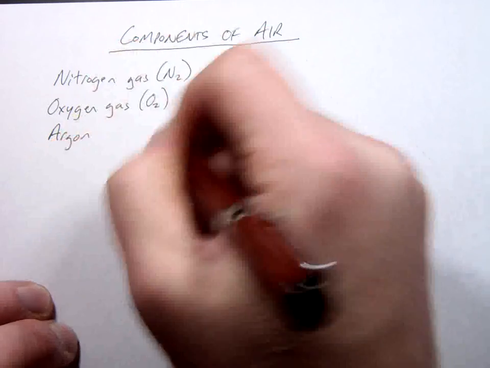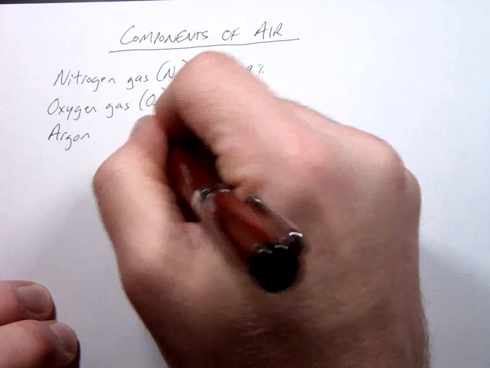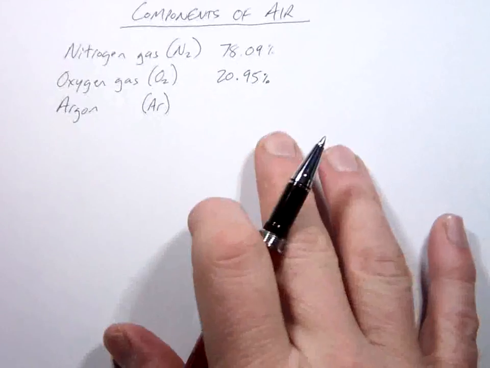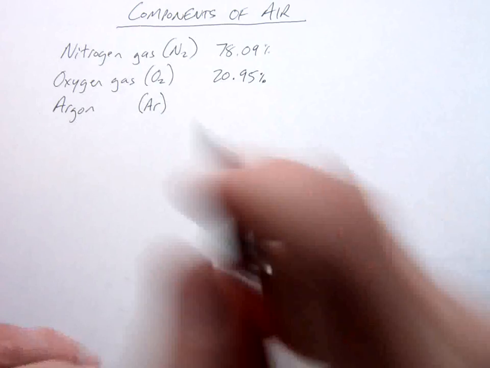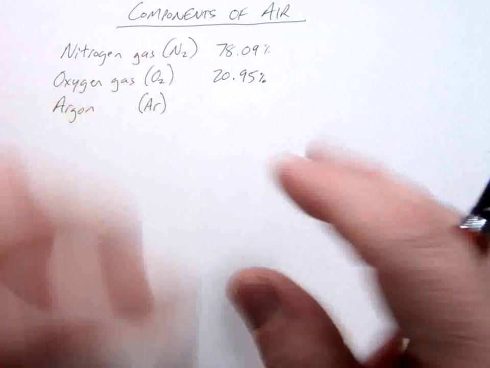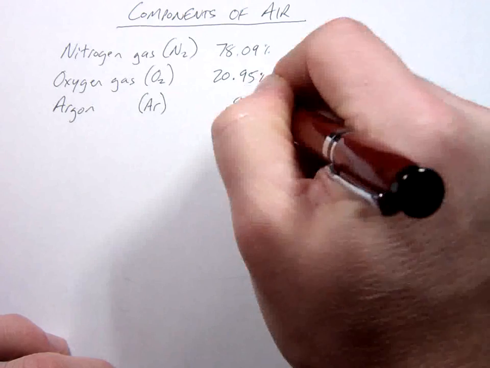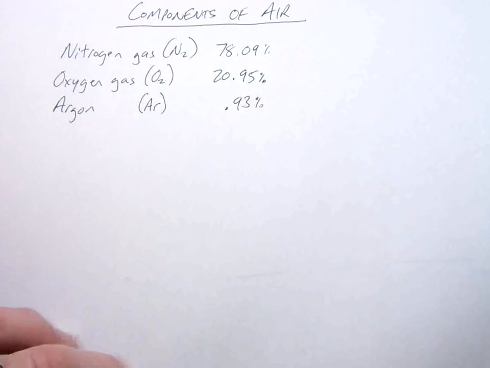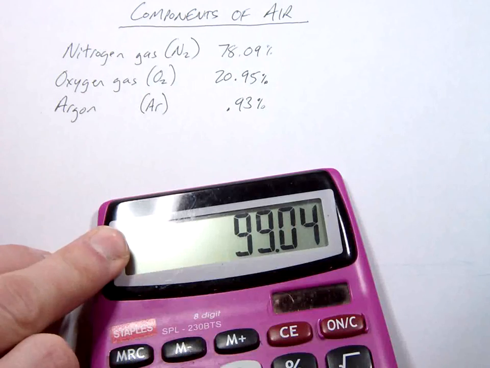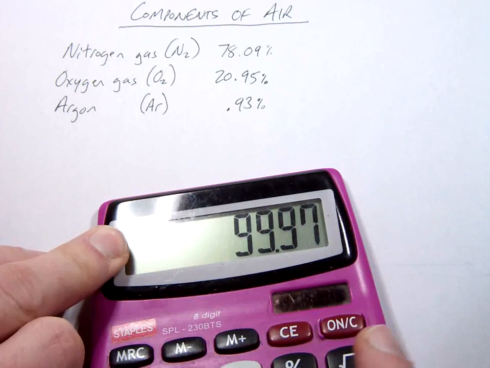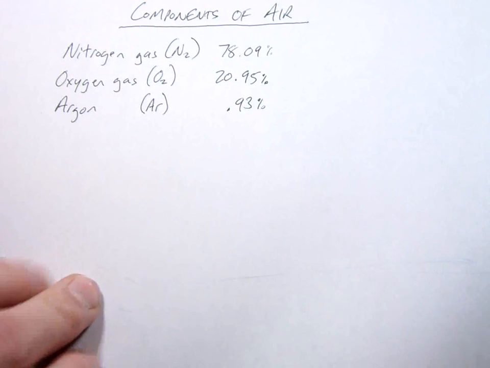Argon. Good news about argon, it's just argon. It's inert. It doesn't need to form any bonds with anything because it's got a full valence. It's happy. So it makes up 0.93% of the atmosphere. Add that up, plus 0.93, then we come to 99.97.